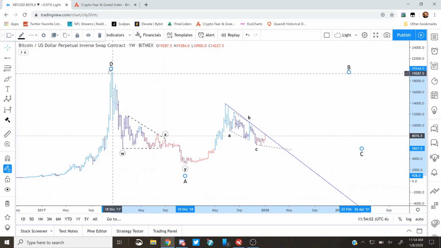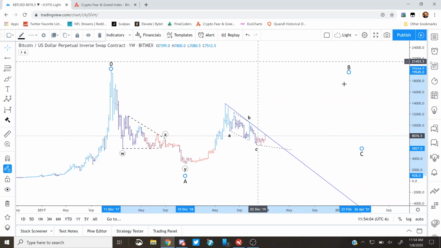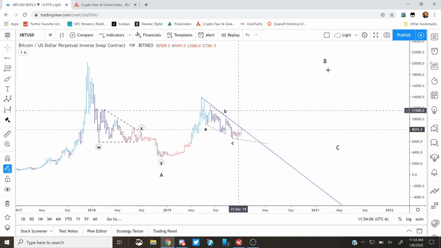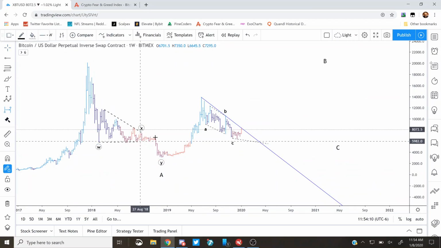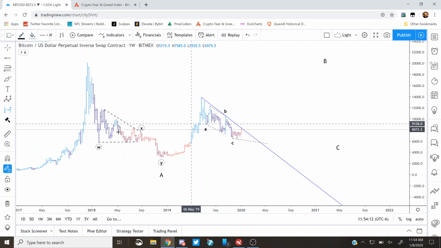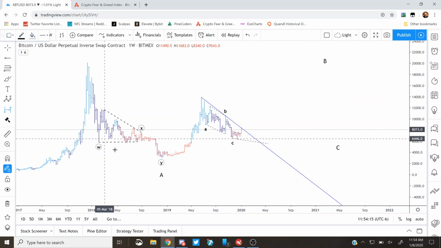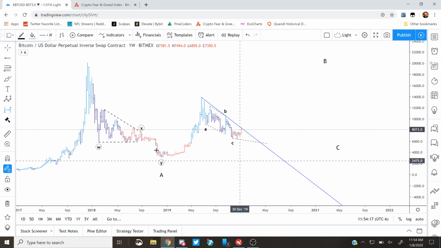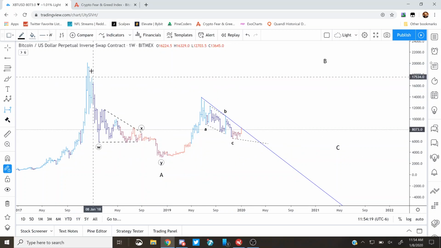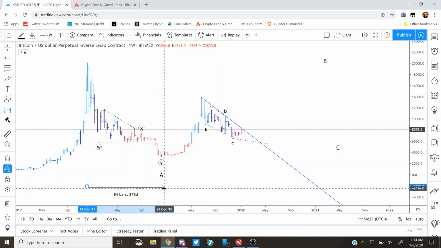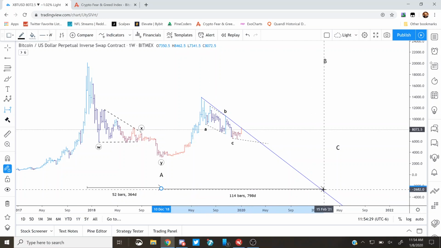So if the A is the impulsive move of the corrective piece, then we would expect the B to take significantly longer, just like I showed you here. The second wave of a correction, ignore the lettering, the second wave of a correction should take longer than the first wave of that correction. So if this is all one piece, then we would expect the second wave of the correction to take significantly longer.